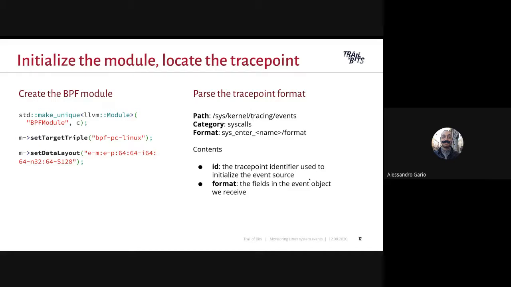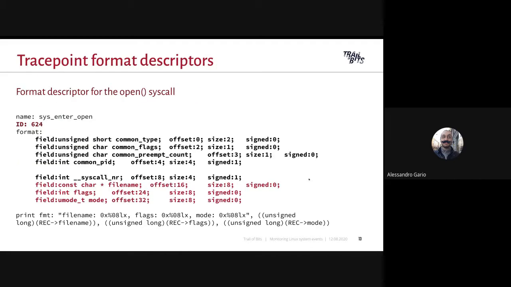Here's the format for the open syscall. At the top, you can see the ID. Under format, we have the common header for the syscalls, made of the first 5 fields. It is then followed by the syscall parameters if this is an enter tracepoint. If it is an exit tracepoint instead, it will only have the return code of the function.